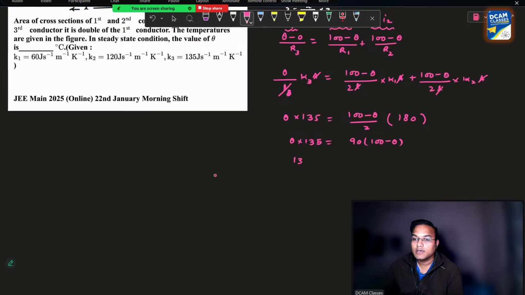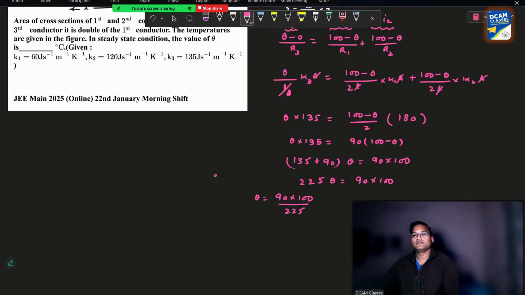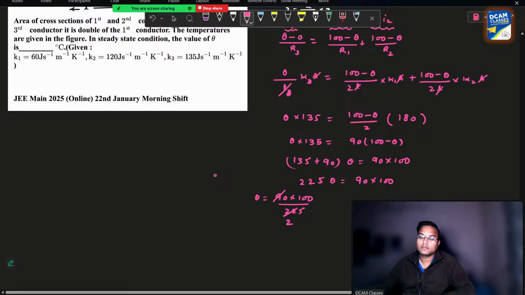So 135 plus 90 into theta is equal to 90 into 100. 90 into 100 divided by 225. I'm getting 40. See?